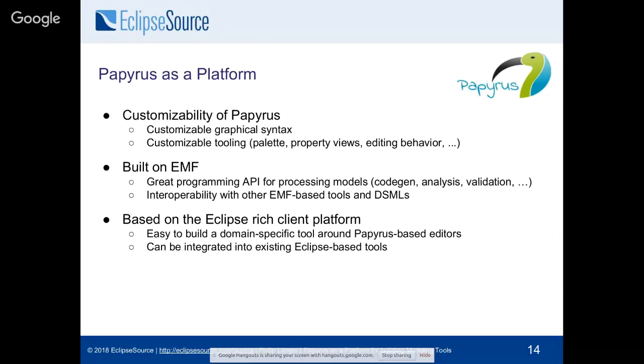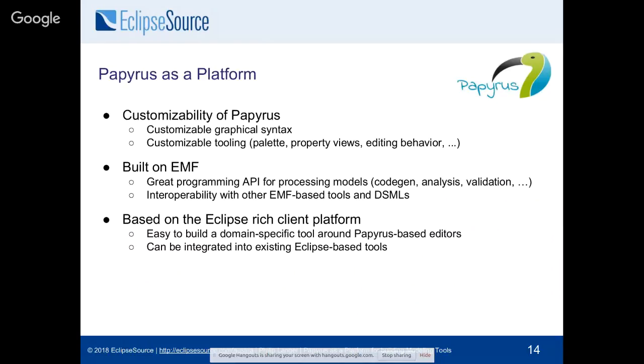Since Papyrus is built on EMF, it provides us a very, very good foundation for processing models. So EMF, the Eclipse Modeling Framework, is a very, very mature framework that has been there for decades nearly. It provides you a very nice API to read in models and then process them in some way. So for instance, to generate code out of it using, for instance, Xtend, to analyze it by traversing it and computing, for instance, metrics from the model, or by even simulating it or running validation constraints on it.